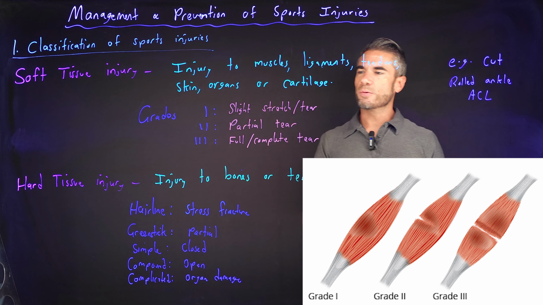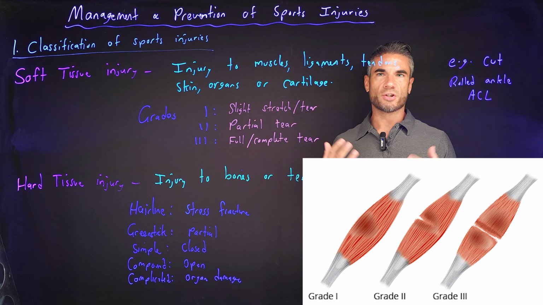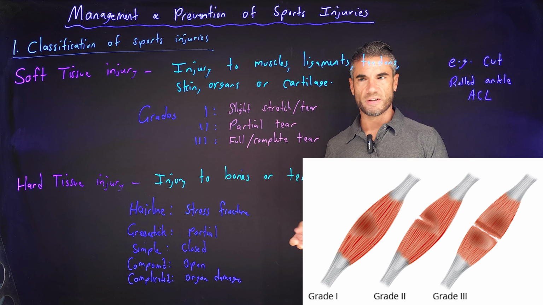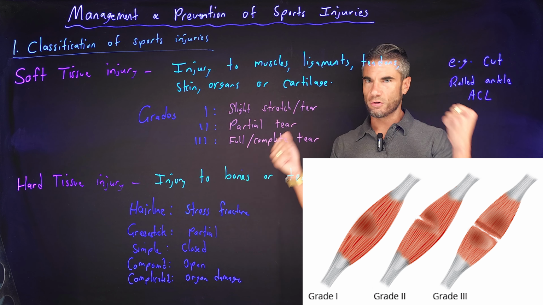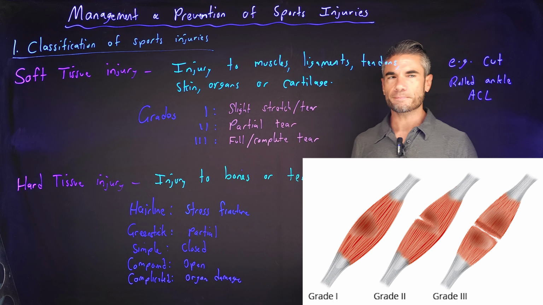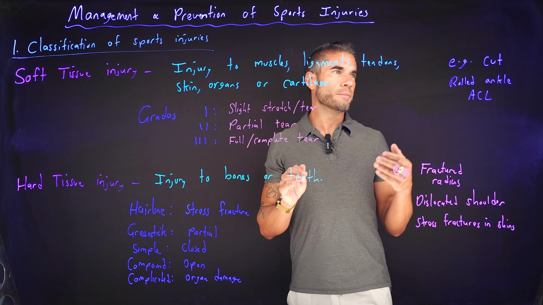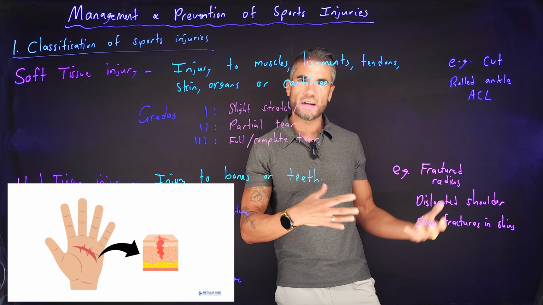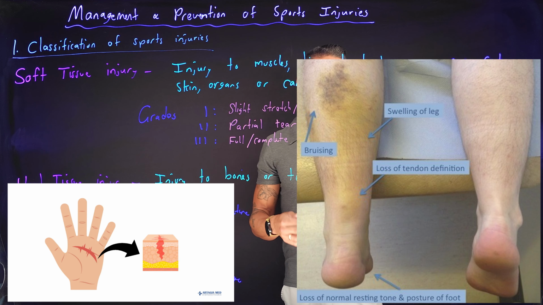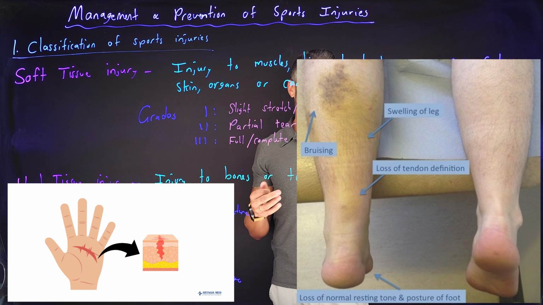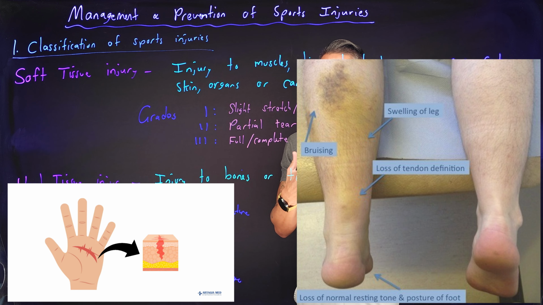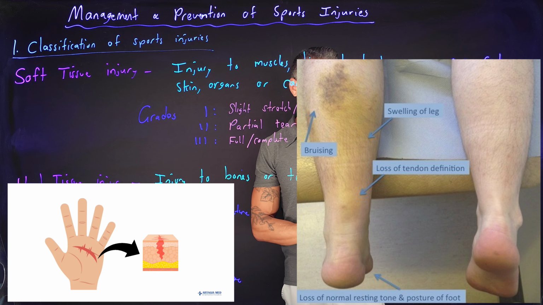Then we've got our grade 3, which is our full and complete tear, which obviously will require surgical intervention because the tendon or ligament is no longer attached to the bone. So examples of our soft tissue injuries, just think cuts, rolled ankles, so stretching of ligaments and stuff, tearing an ACL, if you get punched in the face and your eye swells up, that's all soft tissue injuries, okay?